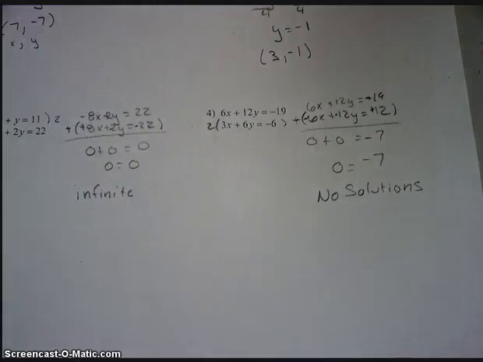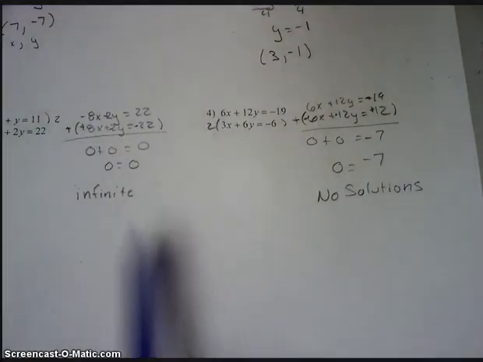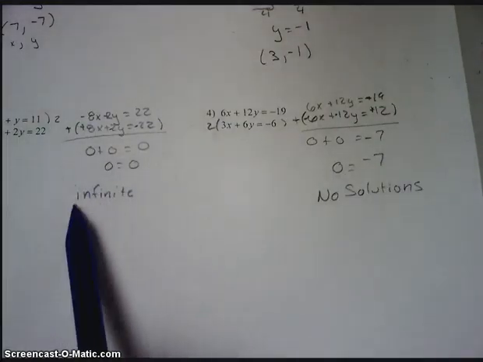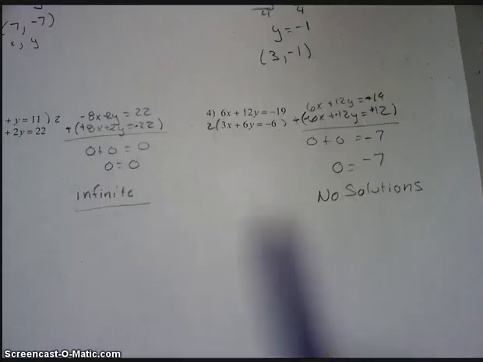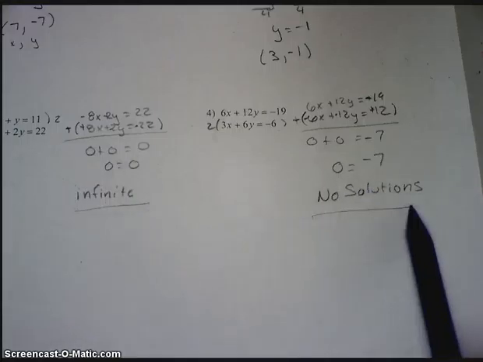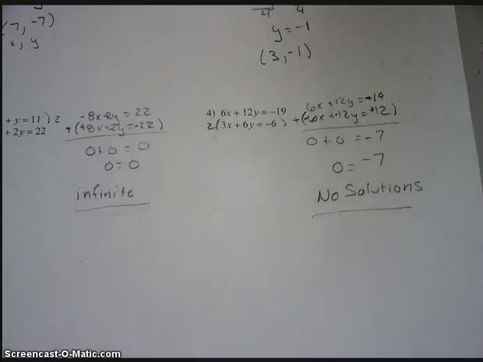I did this example so that you could see the two differences. Remember, when you get them equal to each other, it's an infinite number of solutions. When they're not equal, it's no solution. Okay, if you have any other questions on solving systems by elimination, please see me in class.